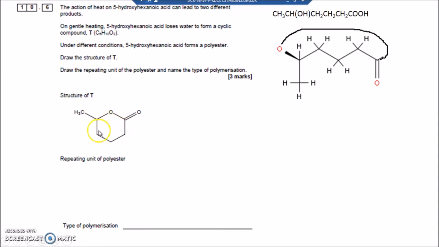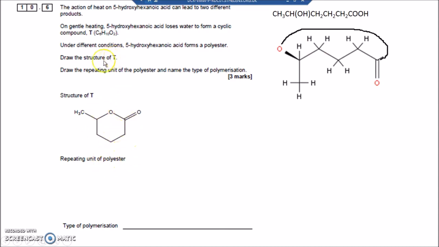I've just done the sort of skeletal formula, but you could do, let's have a look, CH3 to a C, there's my CH3 to a C, bonded to an O, bonded round to a C double bond O, and then CH2, CH2, CH2, CH2, CH2, CH2, back round again. So you could tidy it up a little bit like that.